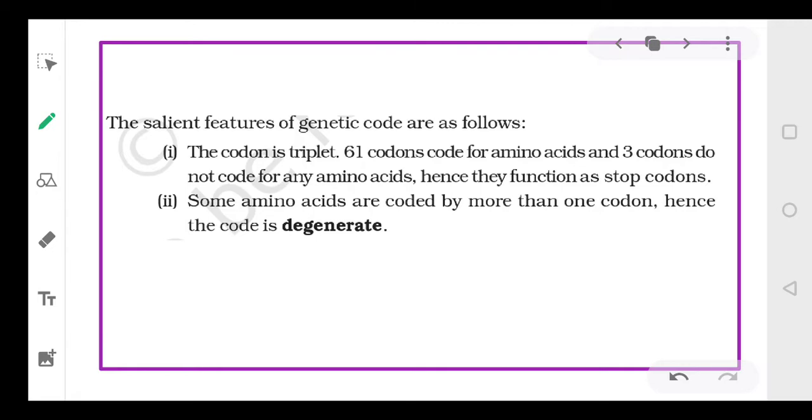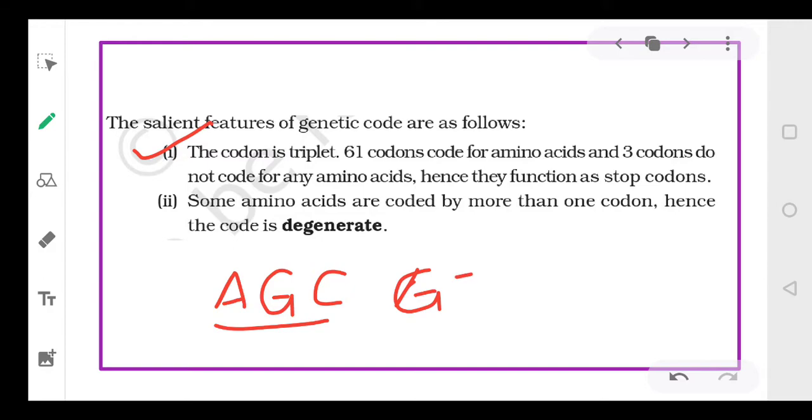Now see, I told you that the genetic code is a triplet one, isn't it? So the first point will remain the same. The code is a triplet. Triplet means that it is composed of 3 bases. Like you can have A, G, C, isn't it? You can have G, T, A. So the code is made up of 3 bases. That is why the code is a triplet.